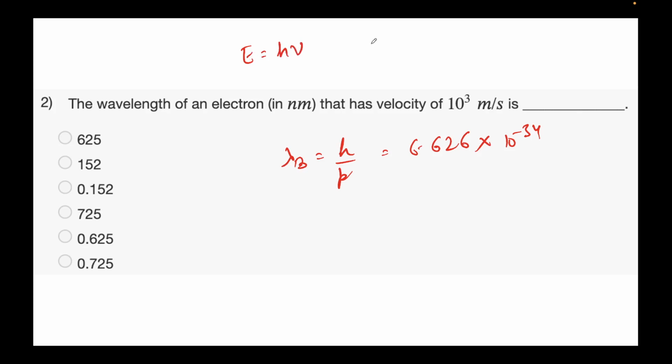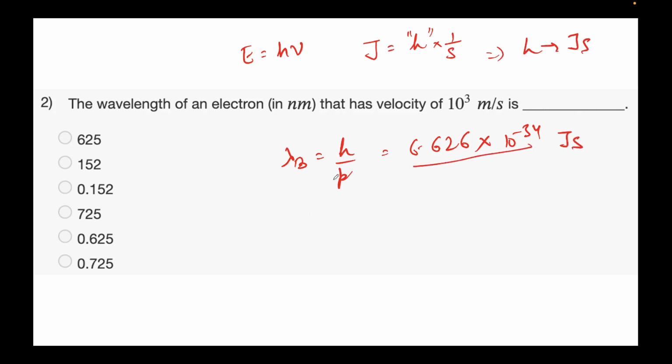So I know energy is in joules. Joules equal to the units of h, whatever they will be, times nu. Nu is frequency, so that's 1 over time, 1 over seconds. So h units will come out to be joule seconds. This is joule seconds. All right.